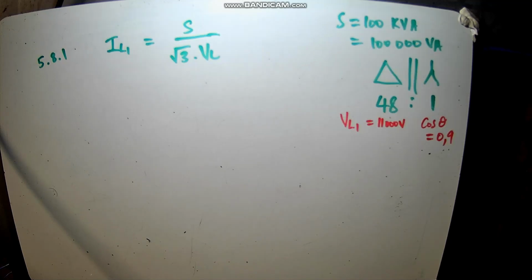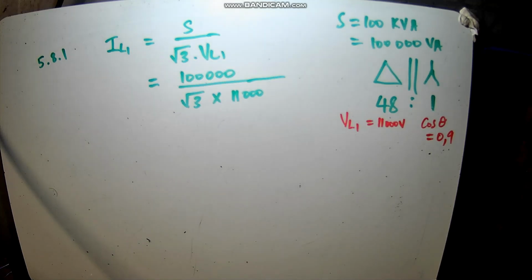So our formula, I line primary, 1 is equal to the apparent power, which is S over root 3 VL, VL being the line voltage also of 1. Okay. Now, notice here that the apparent power was 100 kilovolt-amps. And then we had a delta star transformer, which is a step-down transformer because it's 48 turns is to 1. And that's the information given. And cos theta is 0.9.